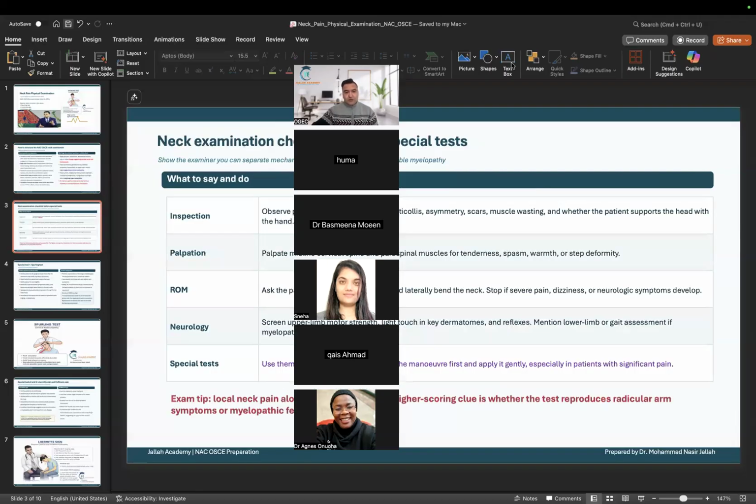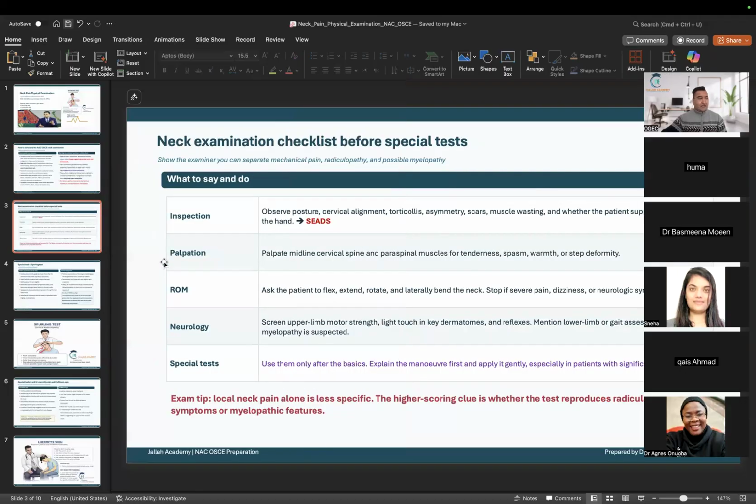Now for inspection, I think I did mention, cover the scars. For palpation, I did mention it. For the range of motion, mentioned it. For the neurological examination, I will cover the motor, sensory, and reflexes. Start with motor, follow with the sensory, and then finish with the reflexes.